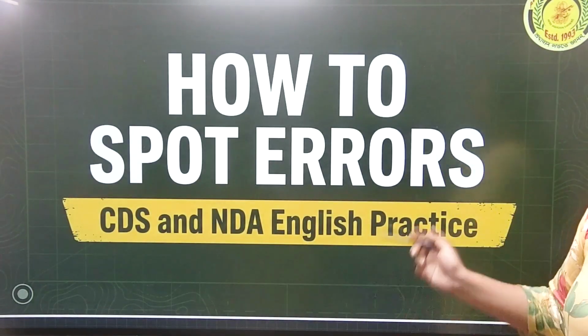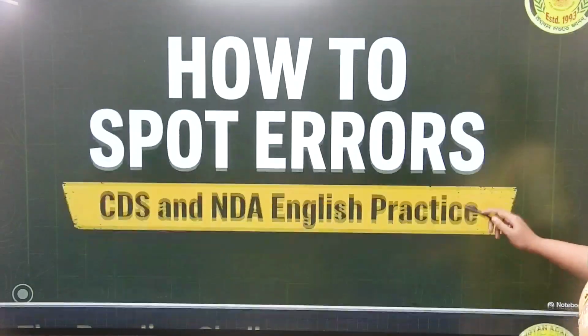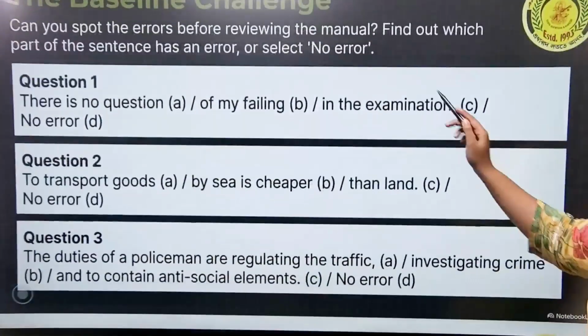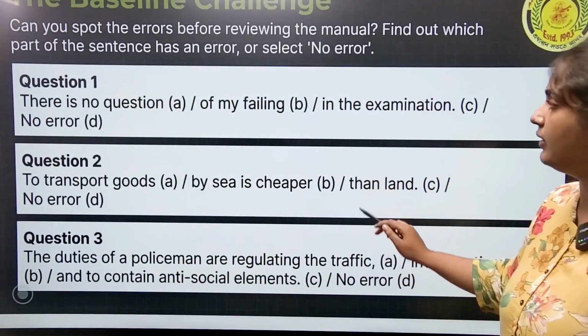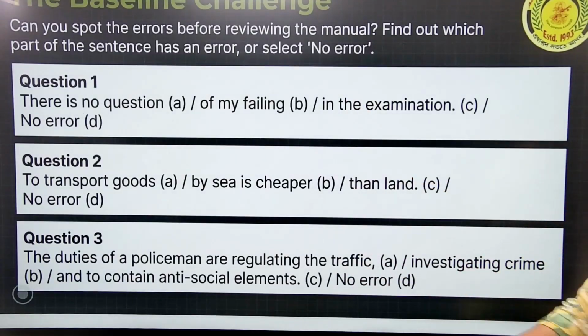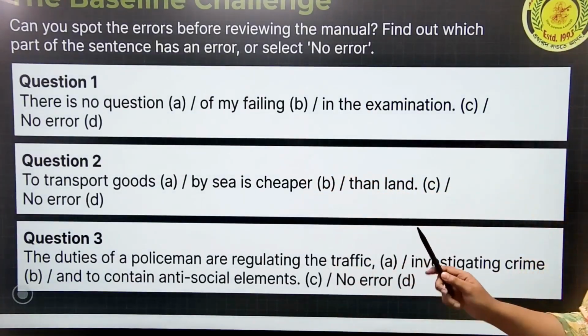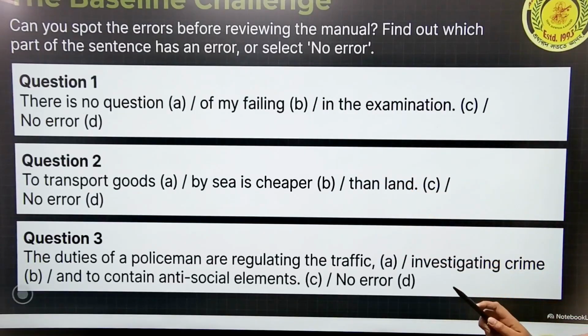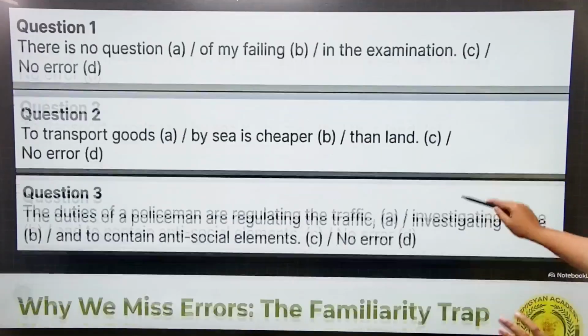Spotting errors for CDS and NDA English paper. So English में जो आते हैं questions for error spotting, these are something like this. You have to choose one part of the sentence that is wrong, and that is the option that you have to tick. Now many people get this a little challenging.